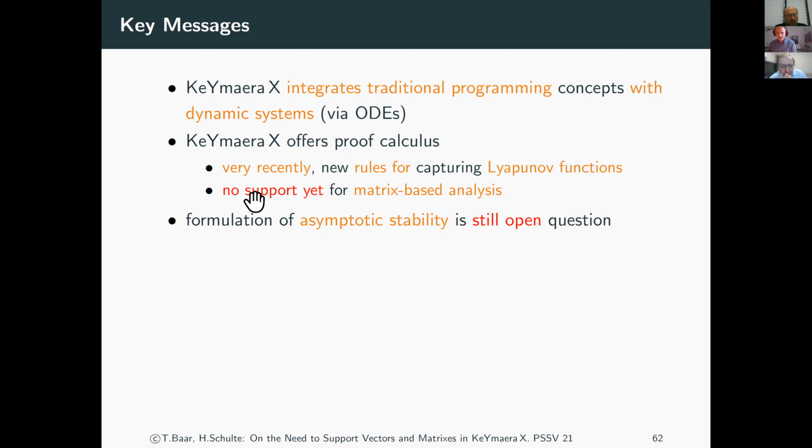But what is not supported yet is that you can say I want to look at the eigenvalue of the matrix, as Horst would do it, as an engineer. So this is not supported, and I had some personal communications with the authors of KeYmaera, and they say we are not going to integrate this. That seems to become much more complicated and their argument is you can always look for a Lyapunov function. And another thing is the asymptotic stability.